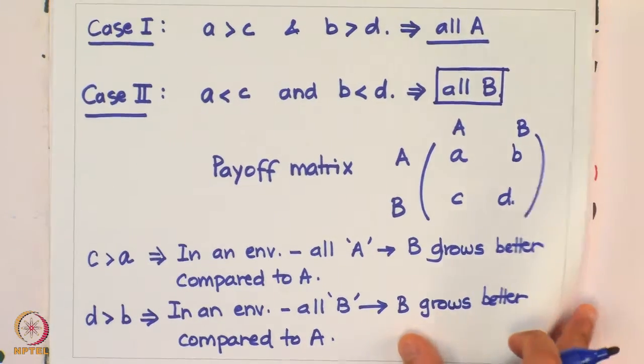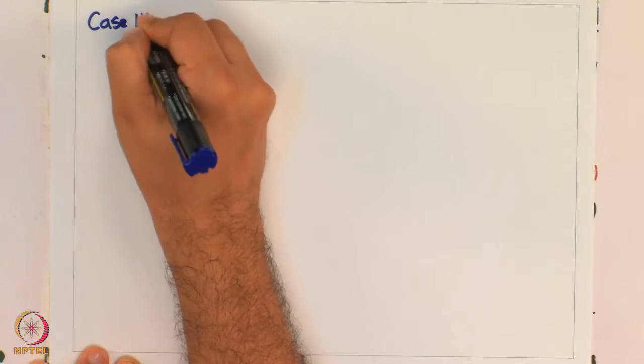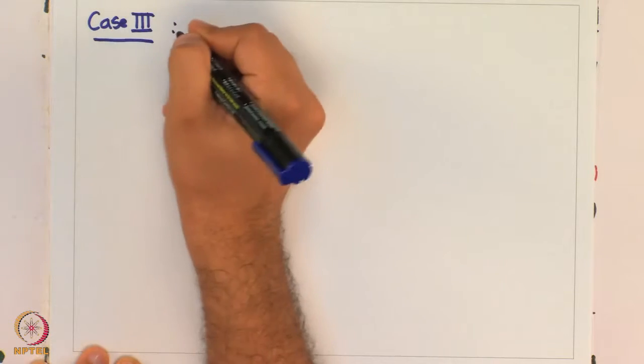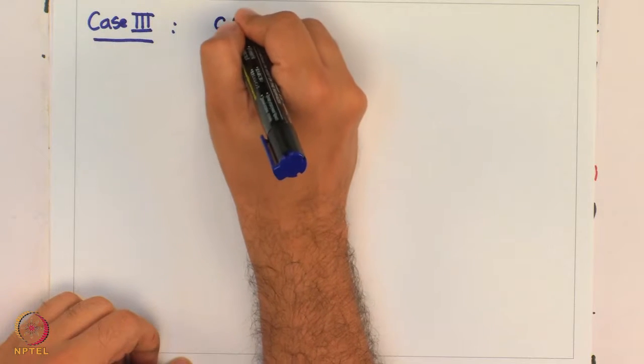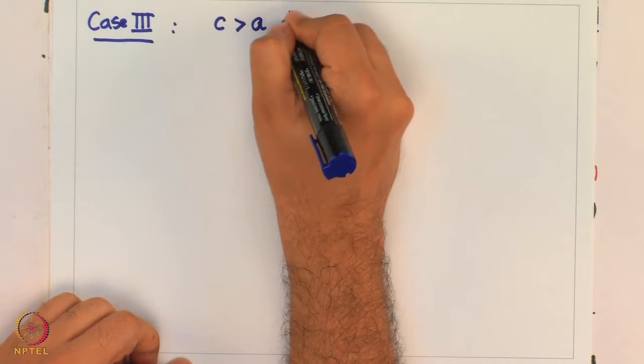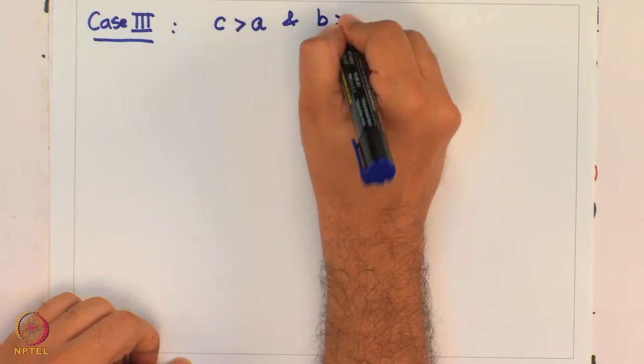So we have recreated two of the four scenarios that we started with in our analysis, all B and all A. Let us see if we can imagine conditions on our payoff matrix such that we can recreate conditions which would lead us to scenario 3, which was coexistence, and scenario 4, which was bistability. So, our next case is case 3, which is defined by the conditions on the payoff matrix as C is more than A and B is more than D.